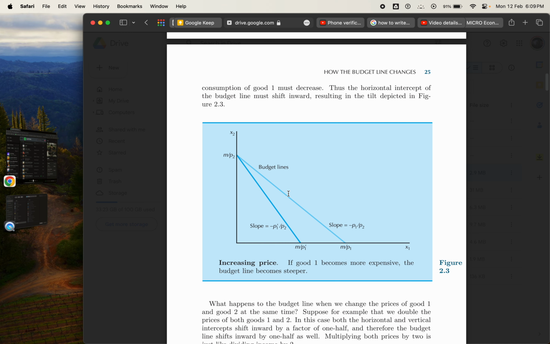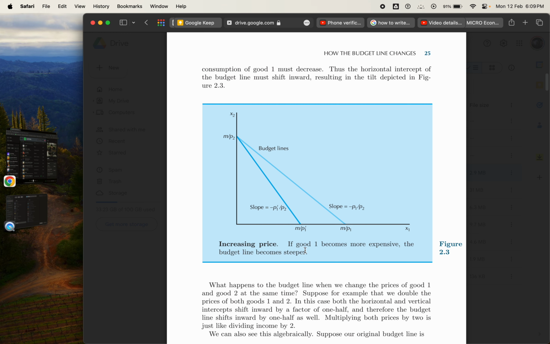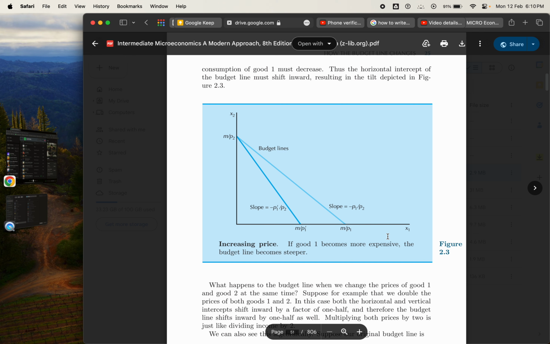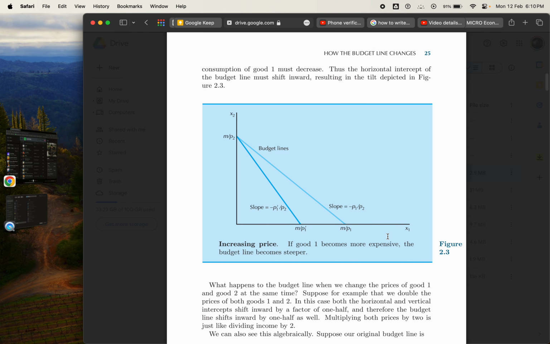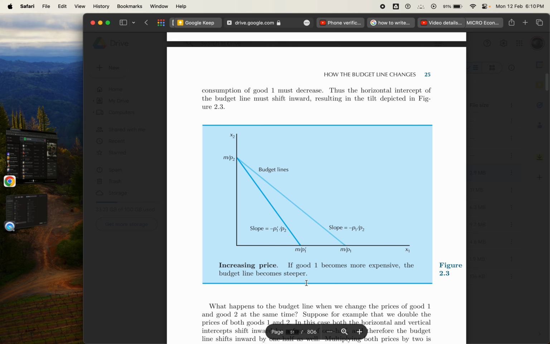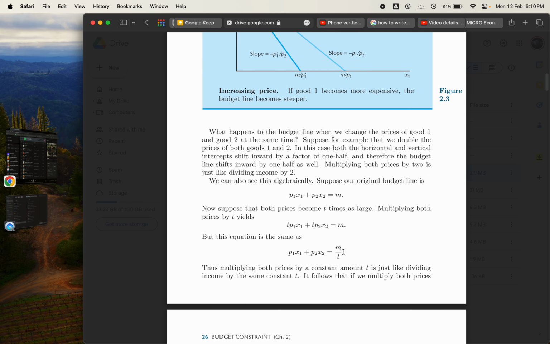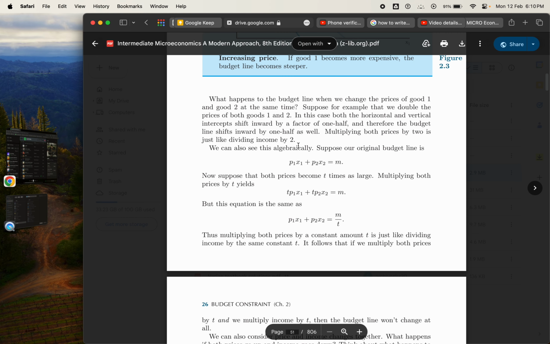What happens if a good is expensive? If good one becomes more expensive? So let's suppose apples become more expensive. Okay, so this were apple, right? If good one becomes more expensive, the budget line becomes steeper. Okay. Makes sense. We can also see this algebraically.